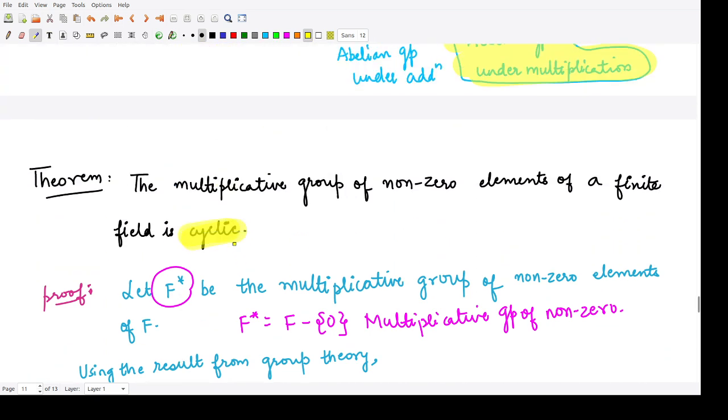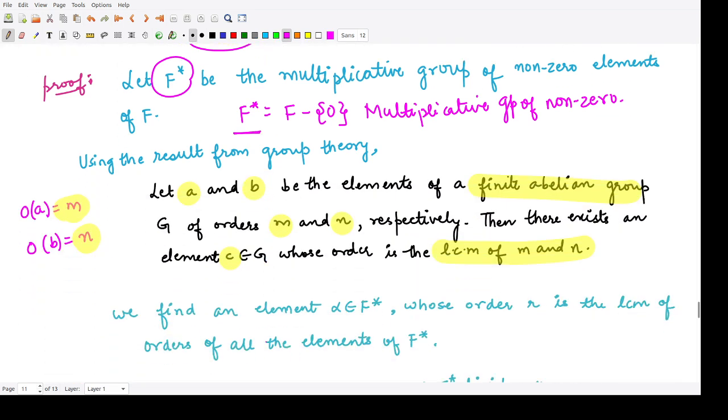The theorem says we have to prove our given group, that is cyclic in nature. So we have to prove this F star is cyclic in nature. So for that, what we do, we consider an element alpha from this F star, and we consider R to be the LCM of orders of all the elements of F star. So this result was available for two elements. Now what we are doing, we are taking all the elements of this F star, and then after that we take the LCM of orders of all those elements. So that LCM is equal to R.